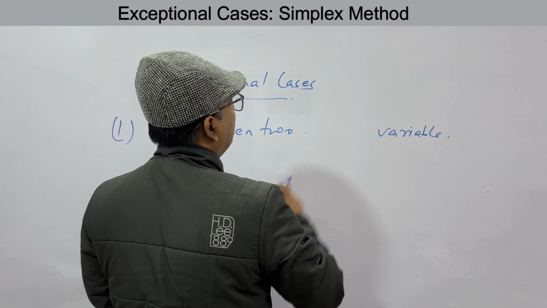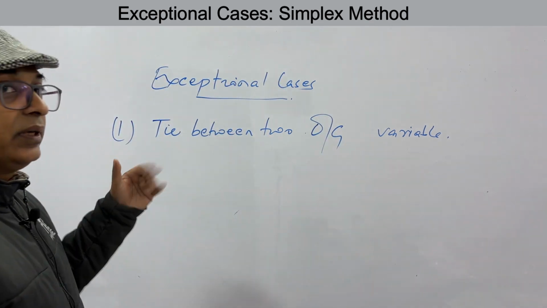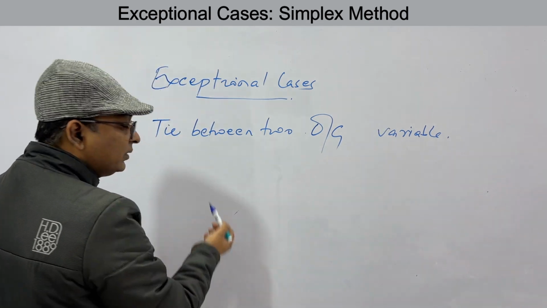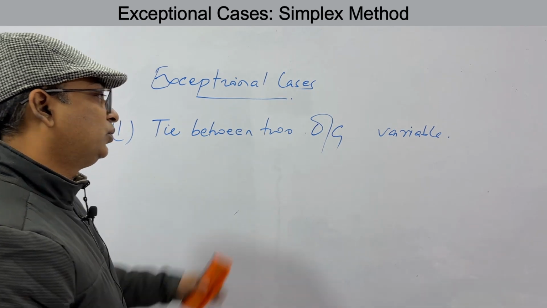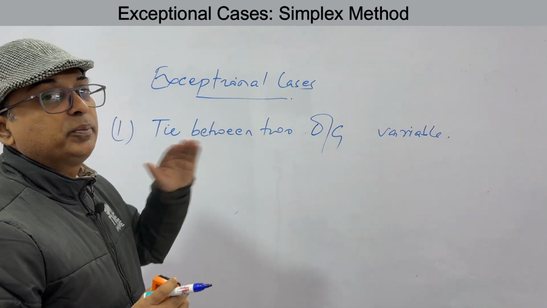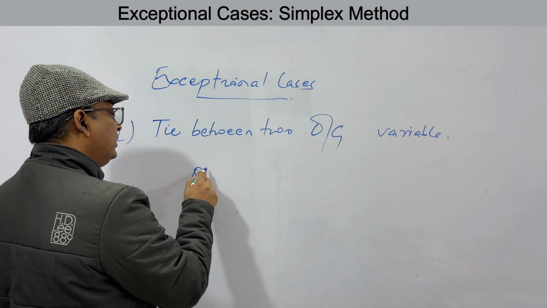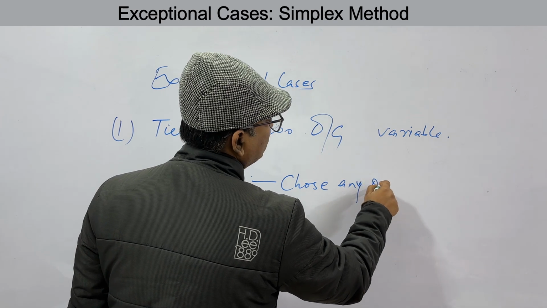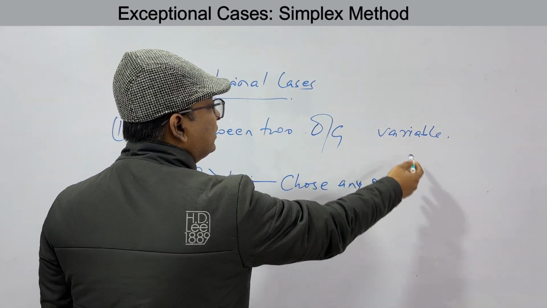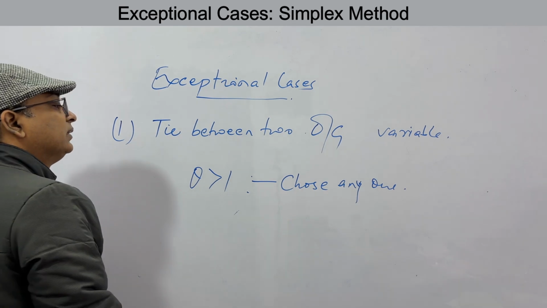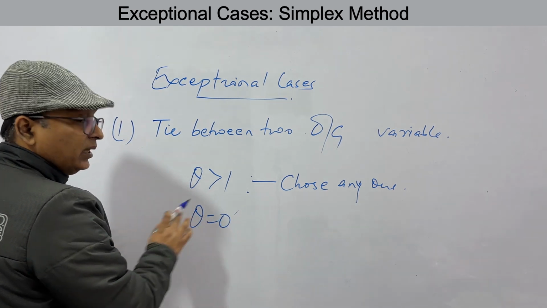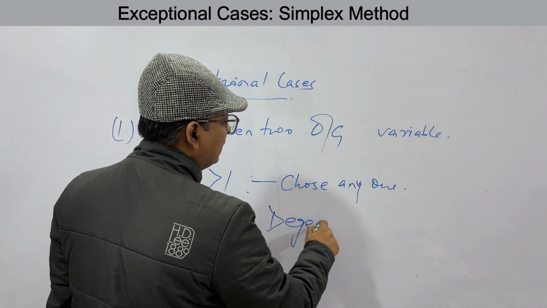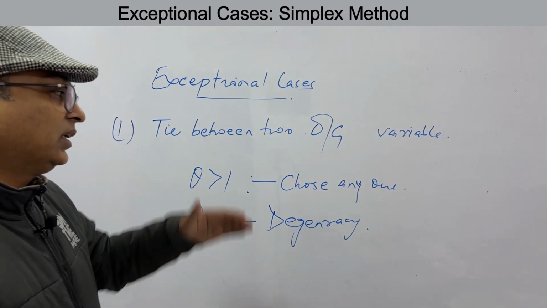Now, how do we decide which is our outgoing variable? We take theta, which is the ratio of b by the element of the key column. If two values of theta are the same, then which one should be taken? See, if the value is greater than 0, you can choose anyone. Whichever suits you. That is, if the value of theta is 3 and 3, you can choose anyone. But if the value of theta is 0, particularly 0, then it becomes difficult to choose. Then what to do? We use degeneracy to choose which row to make the key row.